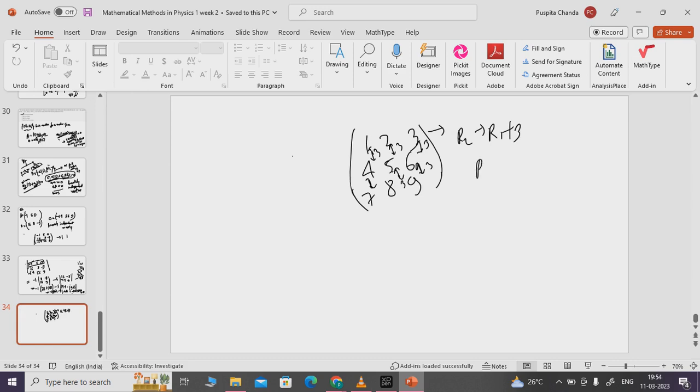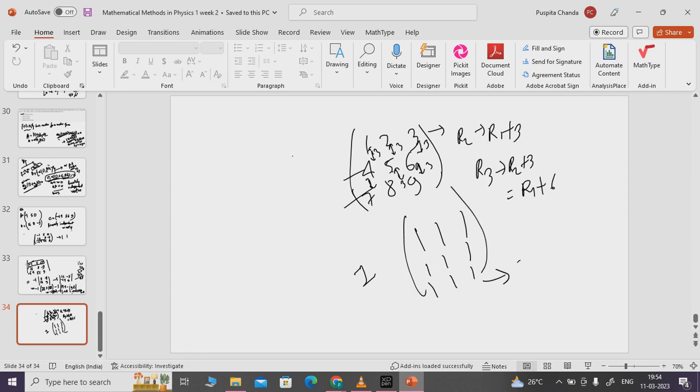R2 is R1 plus 3, R3 is R2 plus 3, or you can say R1 plus 6. So they are not three different bases, they are only one basis. They are not linearly independent, they are dependent. Similarly, 1, 1, 1, 1, 1, 1, 1, 1, 1, it is hidden there, like it is independent.